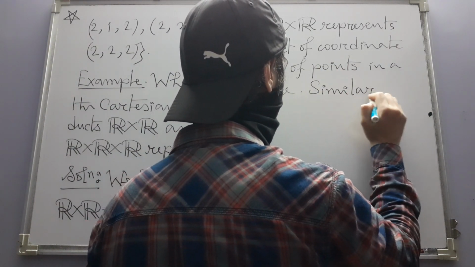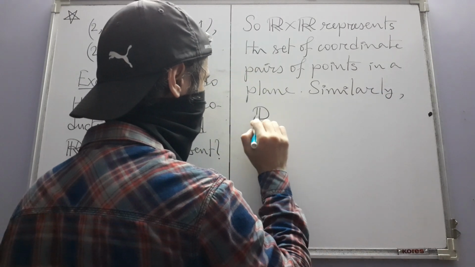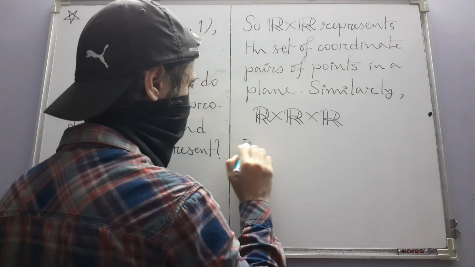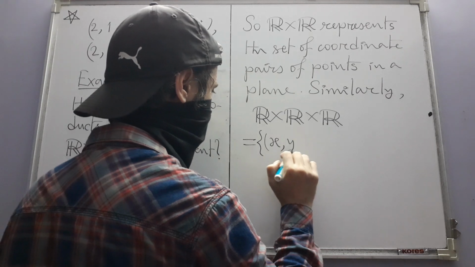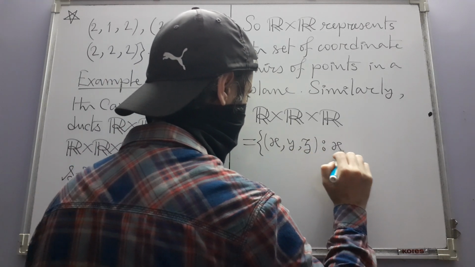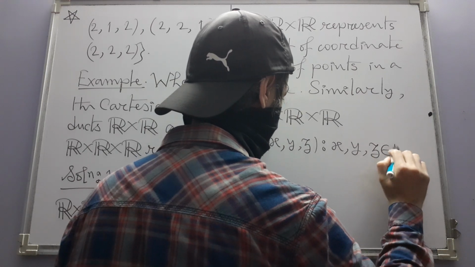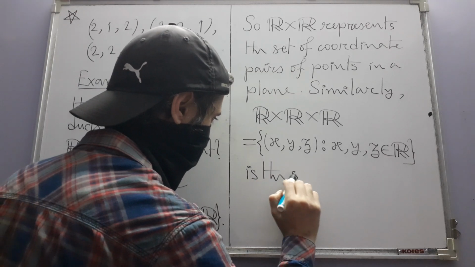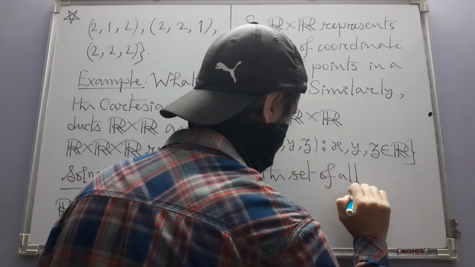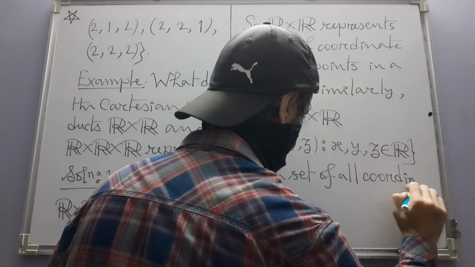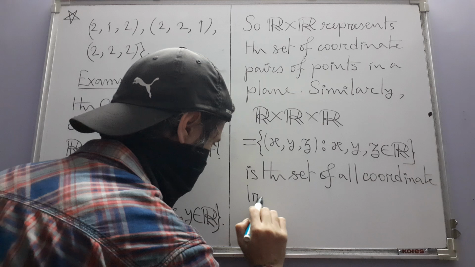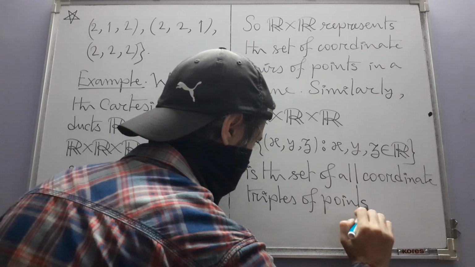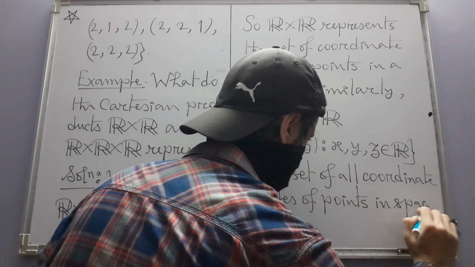Similarly, this is the set of all ordered triples of real numbers, and this represents the set of all coordinate triples of points in space.